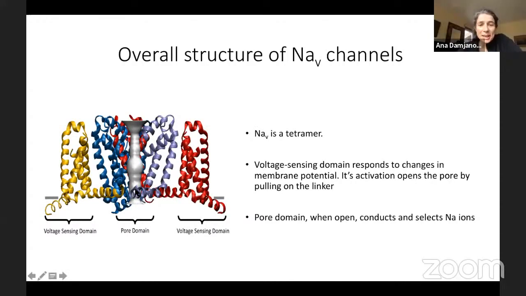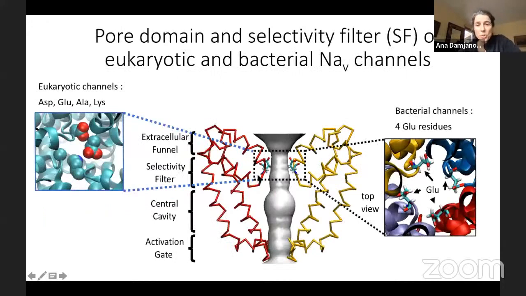Yeah, so it will open the gate, and that will allow sodium ions to pass through. And this is the pore domain. So of course, in addition to the gate, which can be either closed or open, there's the selectivity filter which selects sodium ions. So this is what it looks like in eukaryotic channels. So it has asp, glu, alanine, and lysine residues. And then in bacterial channels, it has 4 glu residues. So bacterial channels are fully symmetric.